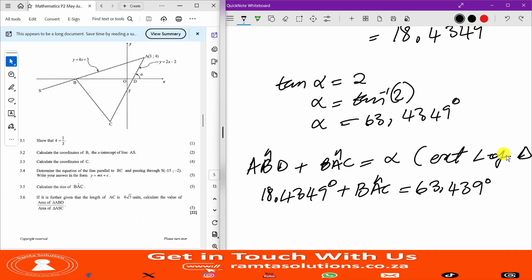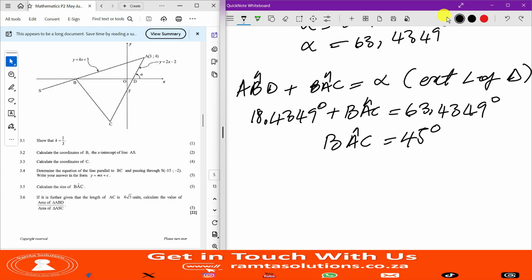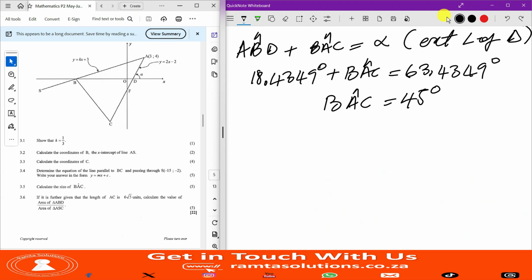Now let's see. 63.4349 degrees minus 18.4349. What do we get? We get angle BAC is equal to 45 degrees, isn't it? Angle BAC is equal to 45 degrees. Perfect. Now 3.6. I hope you guys are learning something.